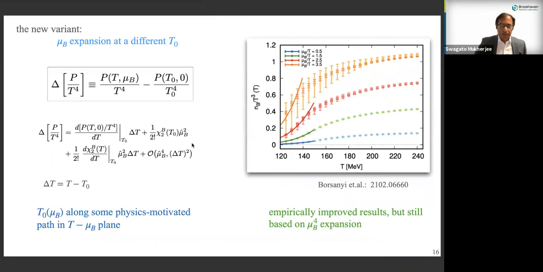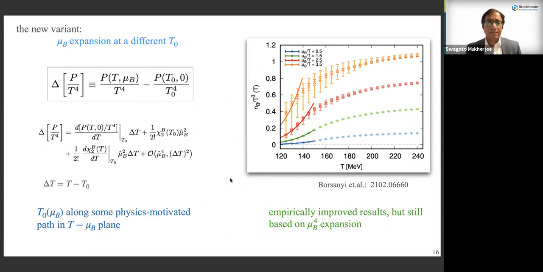So there is a very recent paper, at the beginning of this year, which was published in PRL later today. The people proposed a new variant of this expansion, and they call it an alternative expansion. But the basic idea is simple and straightforward.